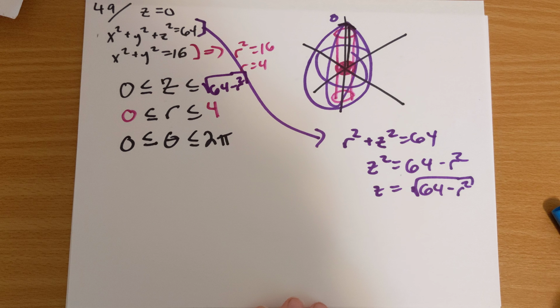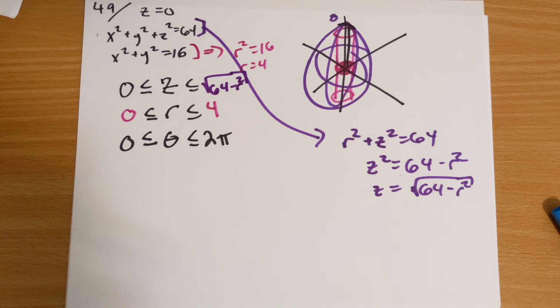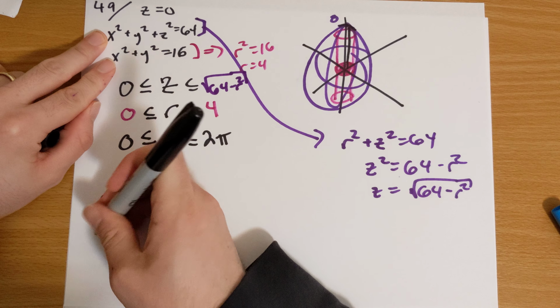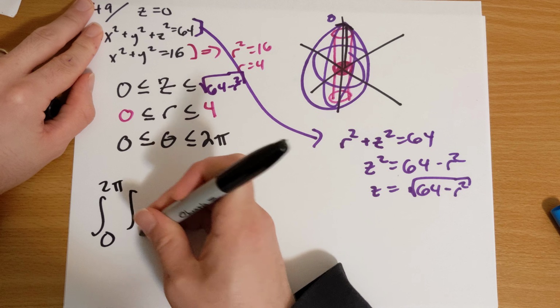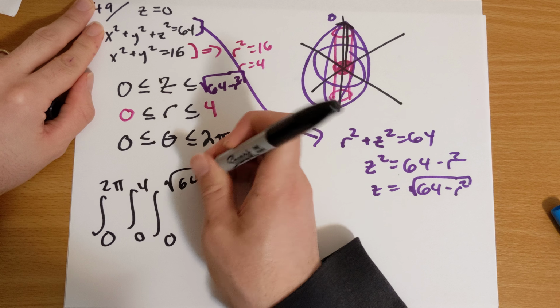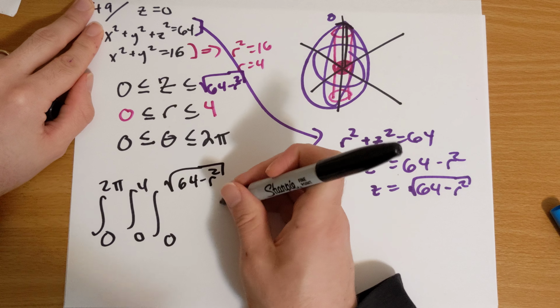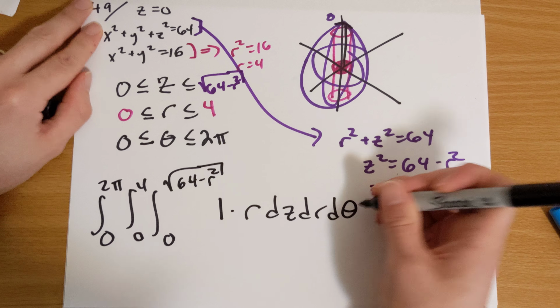We're asked to find the volume. Okay, so for the volume, how do we do this? We're going to be integrating the bounds here: 0 to 2 pi, 0 to 4, 0 to square root of 64 minus r squared, 1 times r dz dr d theta.